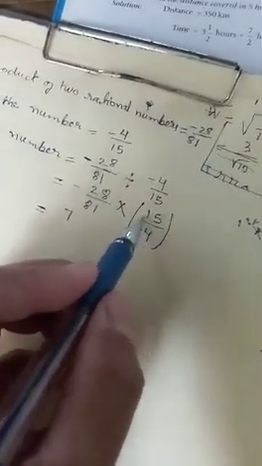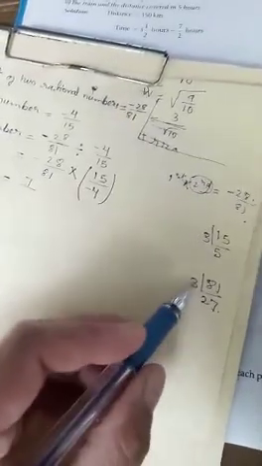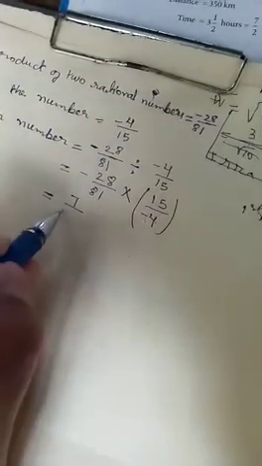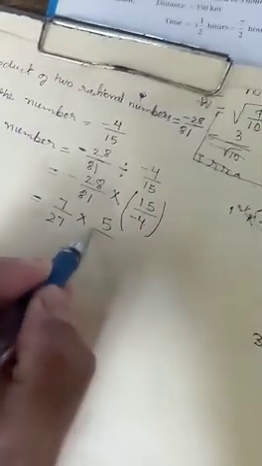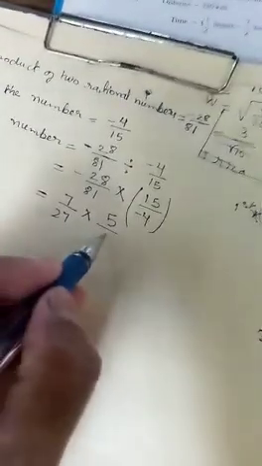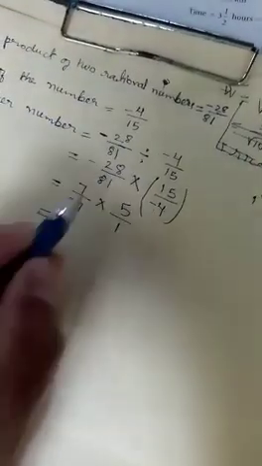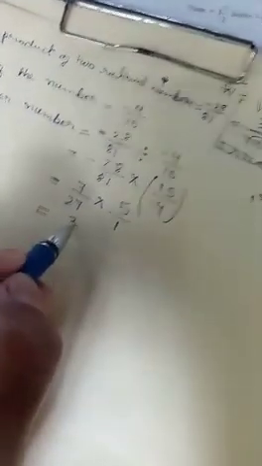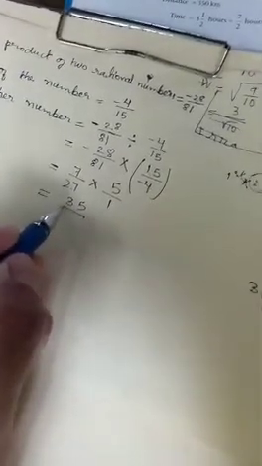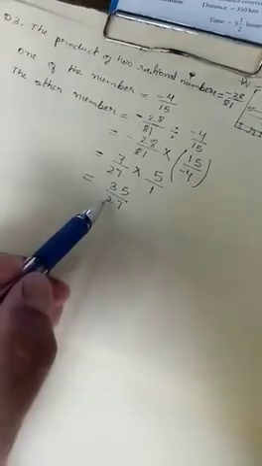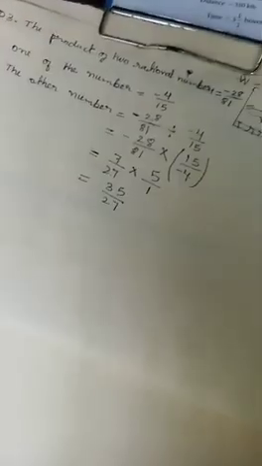So it will be 3 into what we have here, 3 into 7. Here you'll have 27. Then there, 3 into 5. Then 4 we already cancelled, so 1. So that means 7 into 5, 35. 27 into 1 will be 27. So that means the other number is equal to 35 by 27.